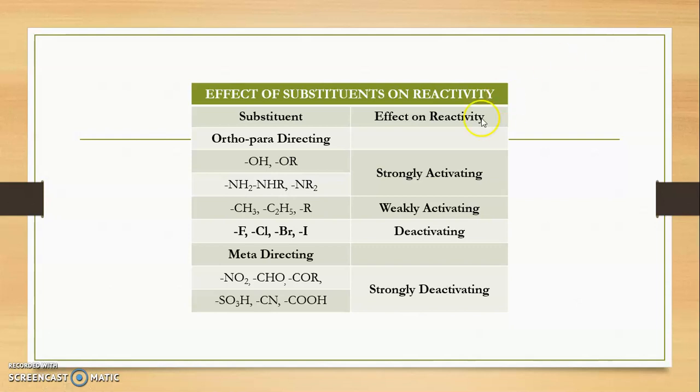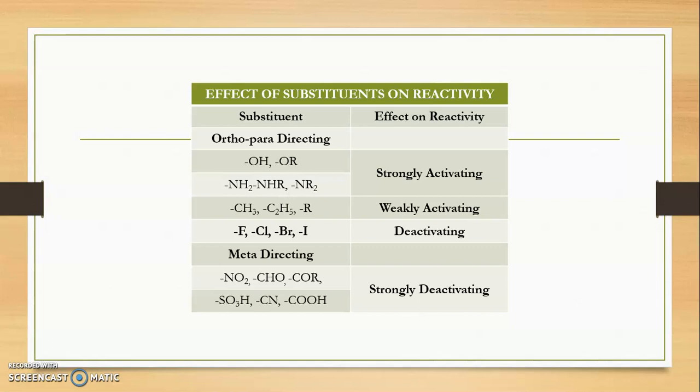Another type of group which shows the ortho-para directing effect is the halogens, but here you can see the difference between those groups and the halogens. Halogen is considered deactivating. Still it shows the ortho-para directing effect, while showing a deactivating effect on the reactivity. The reason behind this is that all halogens show a dominant electron withdrawing inductive effect.